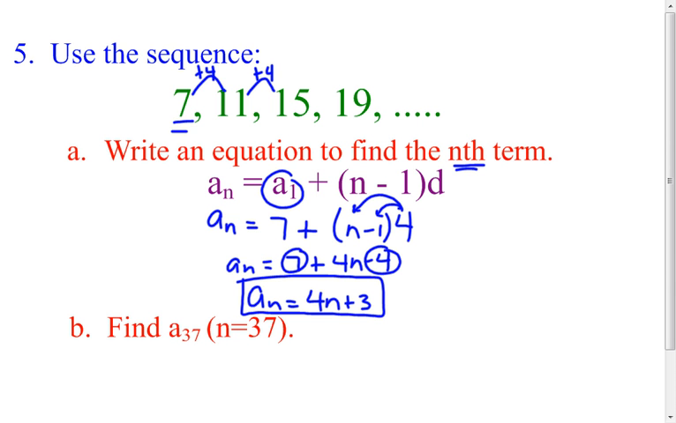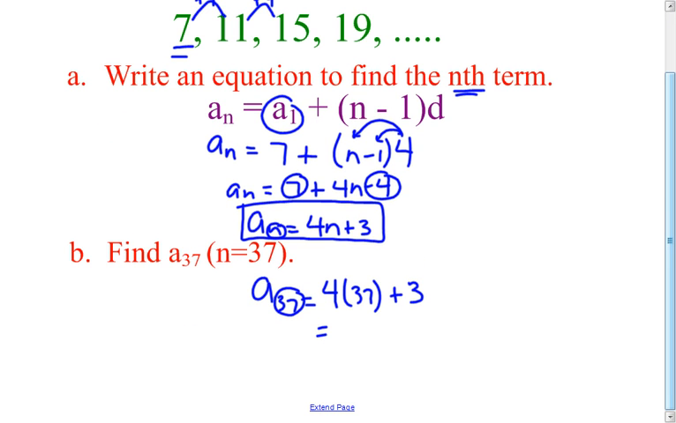Okay? Then in part B, I'm asking you to find A37. So in that case, what I'm doing is I'm trying to figure out what is the 37th number on the list. What number is plugged into the 37th spot? So to do that, I would go A37, and again, n is 37 in this case. So when I go to the other side of the equation, I also need to plug in 37 for n. And then I will just take 4 times 37 plus 3, and I will get 151. So what that means is that 151 is the 37th number on the list. It's in the 37th spot.